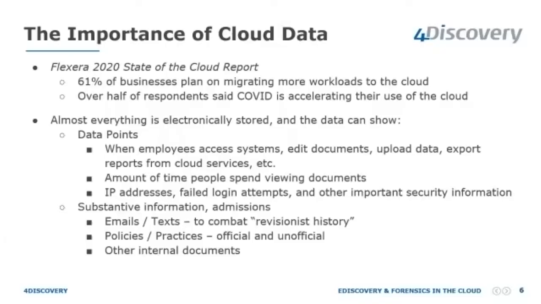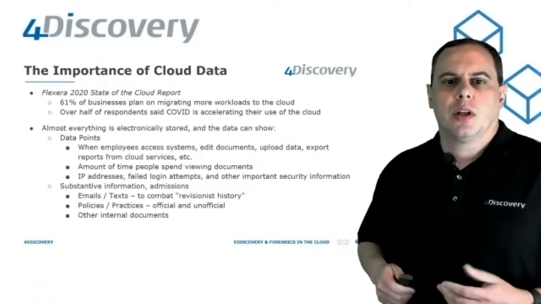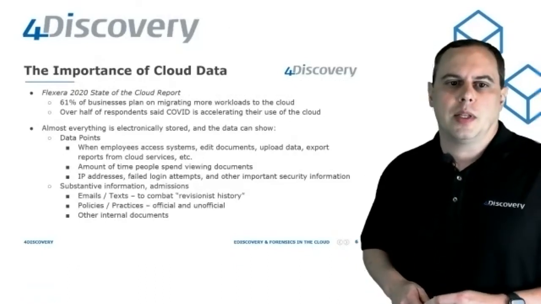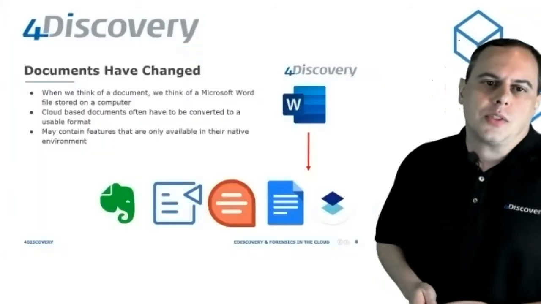A lot of the data that's stored in the cloud can provide you some unique information, access points as far as when users were logging in, IP addresses from where they're logging in from, general activity usage. A lot of that information is just readily available where you didn't have that before. So how is this all different?